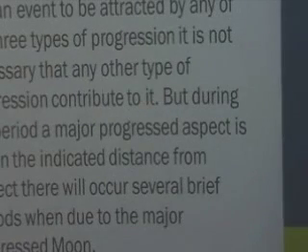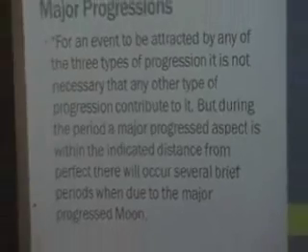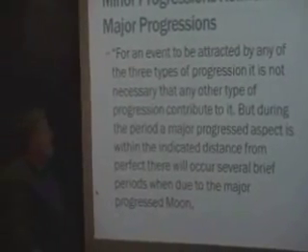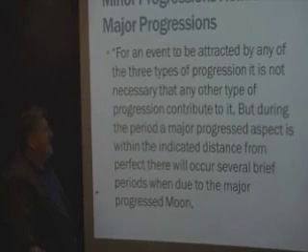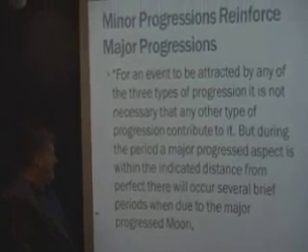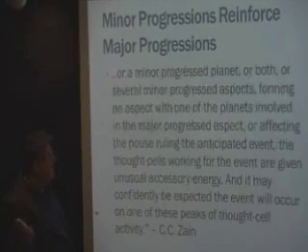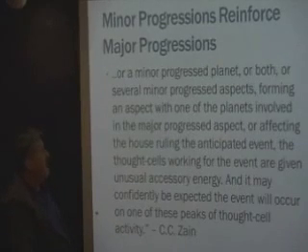For an event to be attracted by any of the 3 types of progressions, it's not necessary that any other type of progression contribute to it. But during the period a major progressed aspect is within the indicated distance from perfect, there will occur several brief periods when, due to the major progression of the moon or a minor progressed planet or both, several minor progressed aspects form an aspect with one of the planets involved in the major progressed aspect.